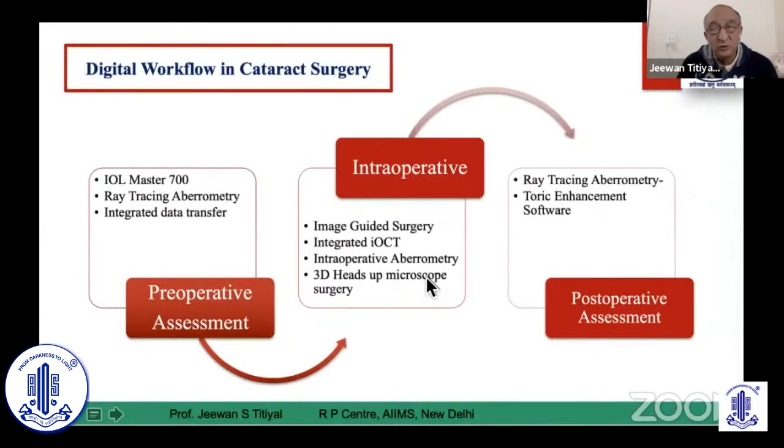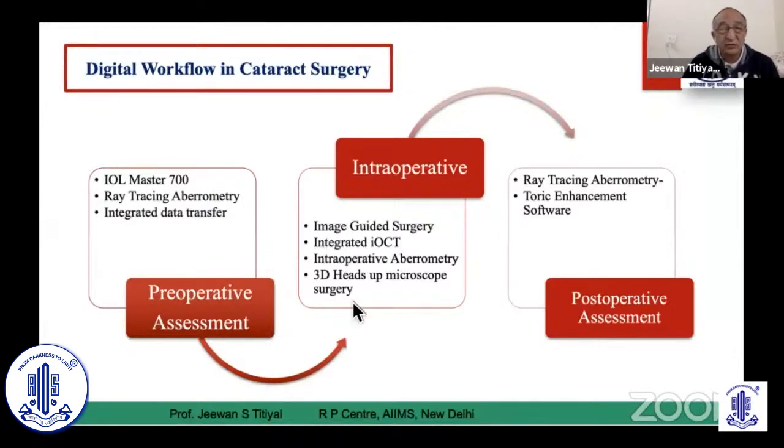Let me take you through this presentation in three segments. If you look into workflow for cataract surgery, there'll be three things. One is the pre-operative assessment of our cases. And what about intraoperative features with digital systems? And ultimately, the post-op assessment for looking for outcome, satisfaction of our patient after doing surgery.